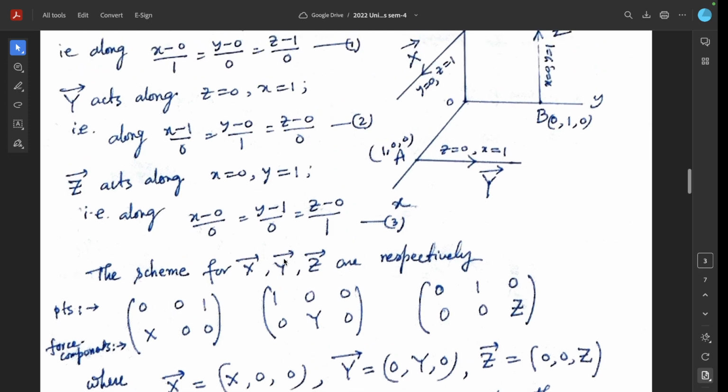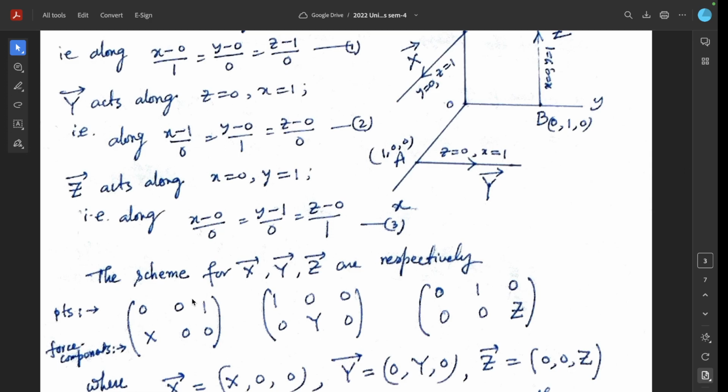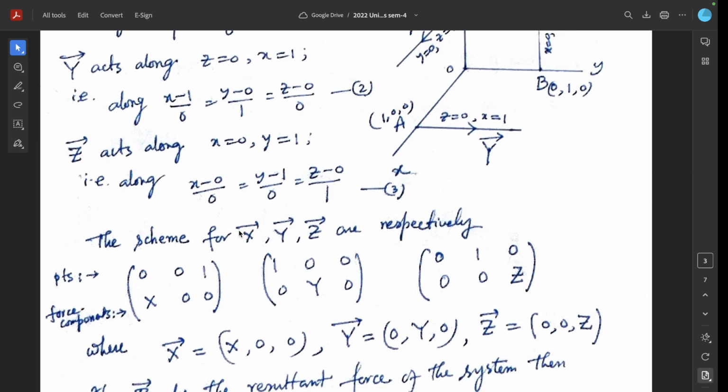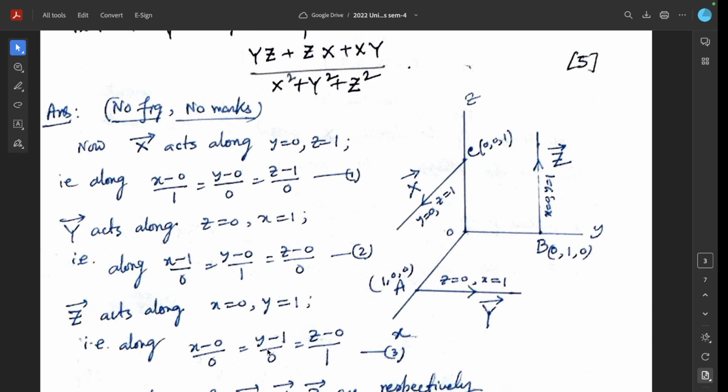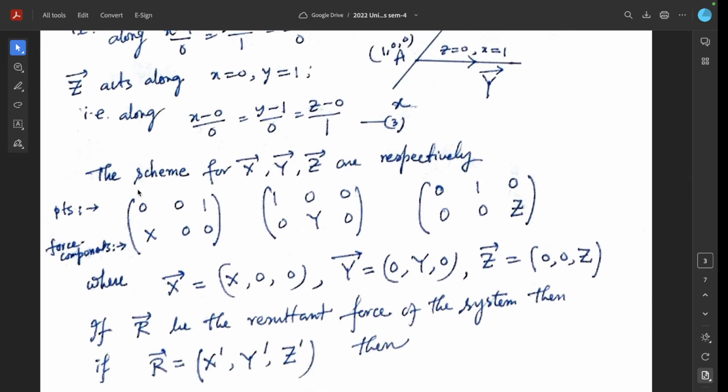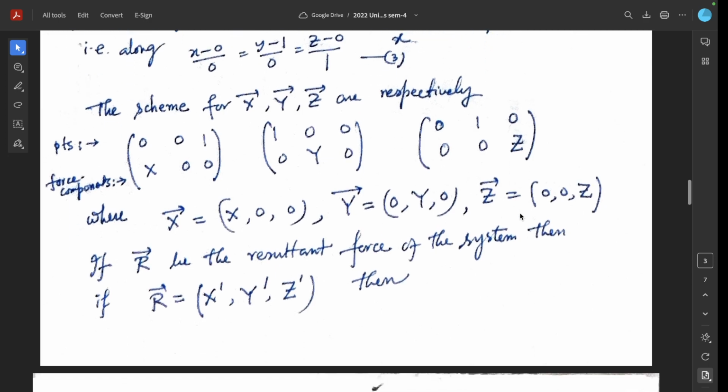The scheme for the forces X, Y and Z: the upper row is the point where the force is applied, and the second row gives the components of the forces. So the X vector equals X i cap plus 0 j cap plus 0 k cap. So the components of this force X are X, 0, 0, and the point of application of the force X is 0, 0, 1. For the force Y, the point is 1, 0, 0 and the components are 0, Y, 0. For Z, the point is 0, 1, 0 and the components are 0, 0, Z.